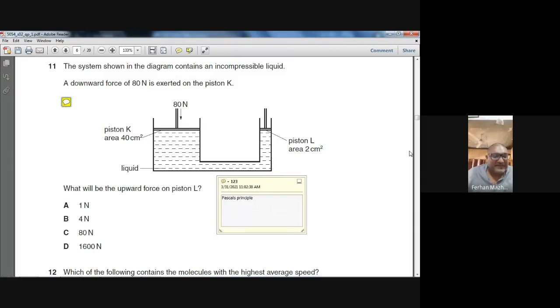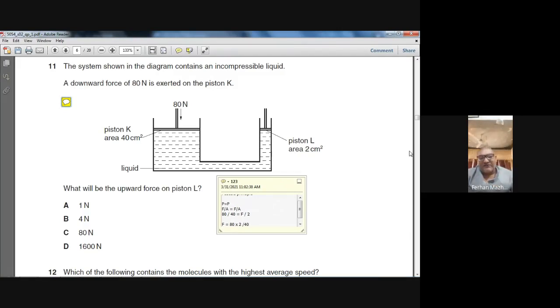Pascal's principle says that the pressure on one side is equal to the pressure on the other side. So whatever the pressure in piston K, the same will be the pressure in piston L. Pressure is F divided by area, and on the other side also F divided by area. On this side, the force is 80 Newton divided by the area, 40 centimeters squared. On the other side, the force is the question, divided by the area, just 2. If I make F the subject of the formula, I will have 80 multiplied by 2 and divided by 40.